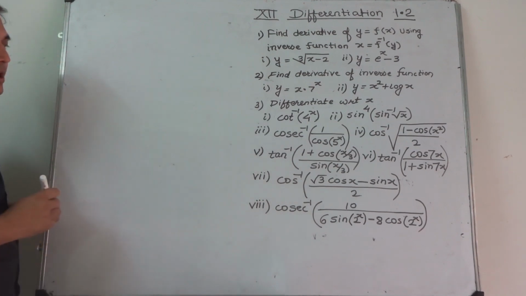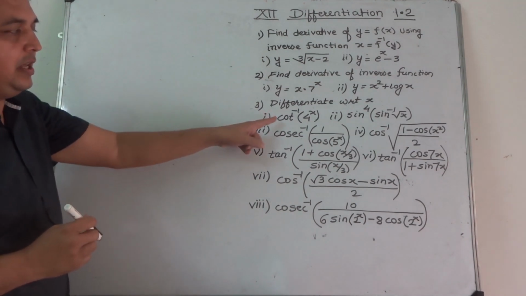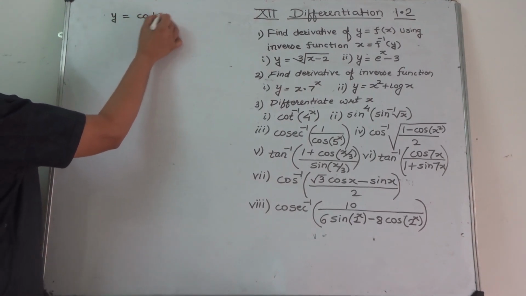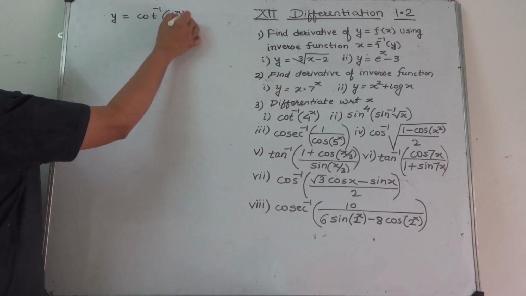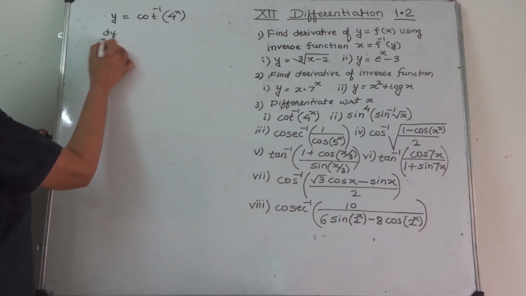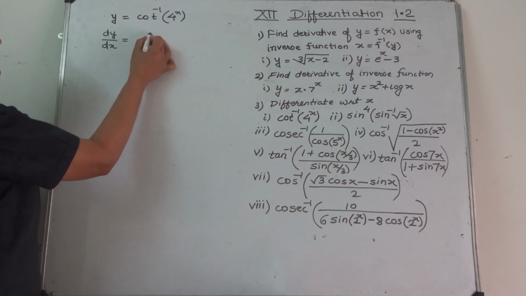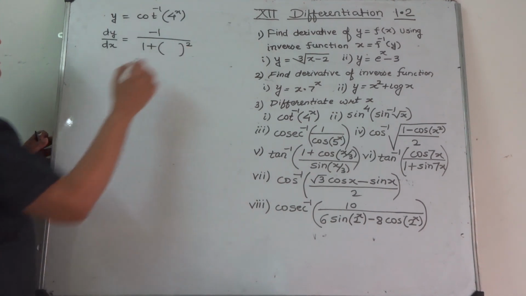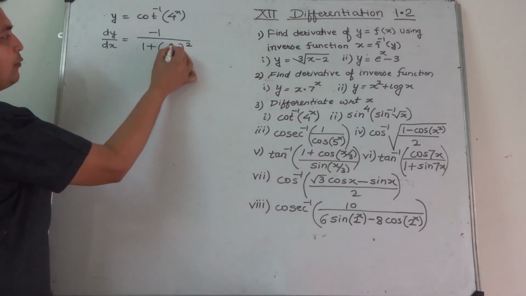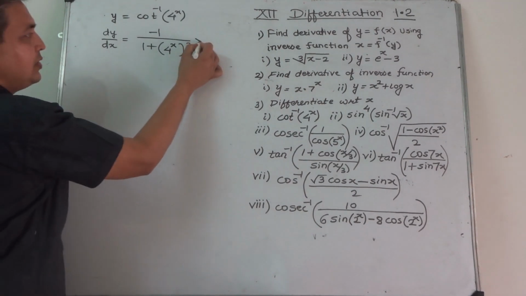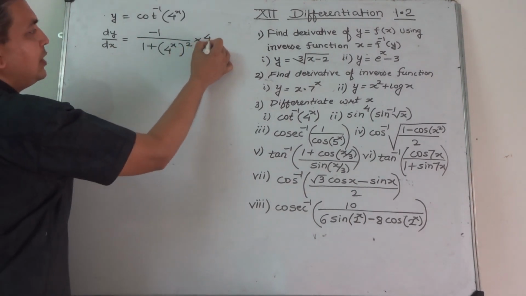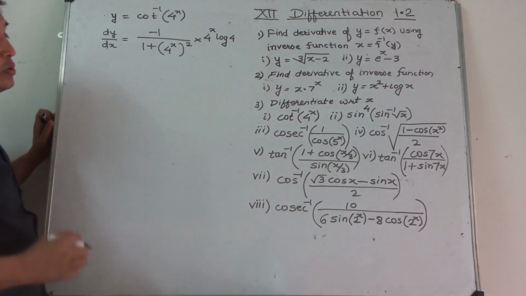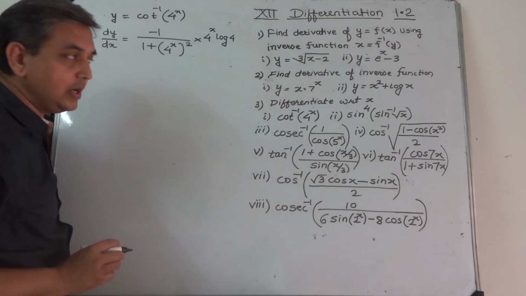So first one is cot inverse of 4x. What is derivative of cot inverse? So we denote this as y equal to cot inverse of 4 raised to x. Derivative of cot inverse is minus 1 upon 1 plus x square. But in place of x we have 4 raised to x here. So we have to use the chain rule into derivative of 4 raised to x, which is 4 raised to x log 4. Derivative of a raised to x is a raised to x log a.